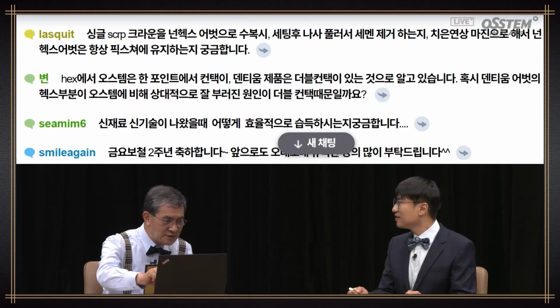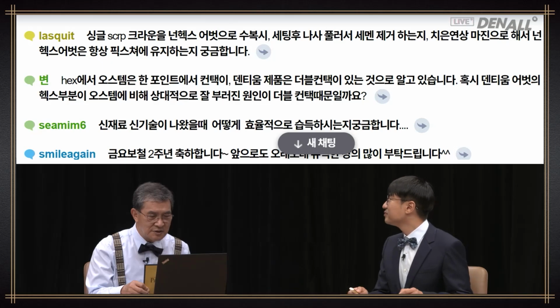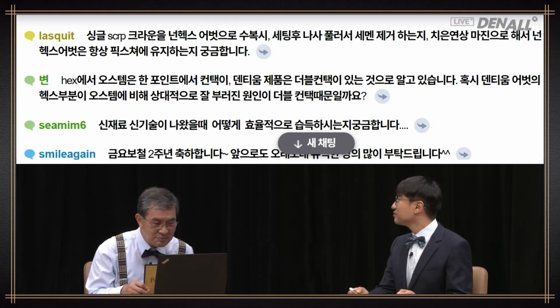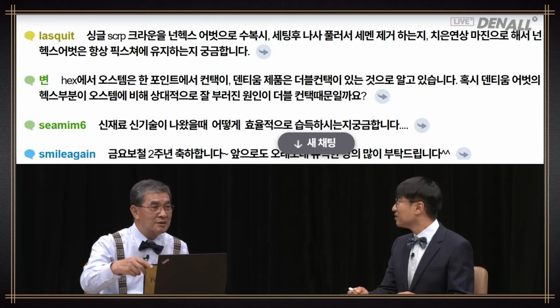Let's entertain some more questions. Last question. If you use a non-hex abutment to restore single SCRP crown after setting, do you remove cement after removing the screw, or do you do supragingival margin and always maintain non-hex abutment on the implant? Setting and removing cement.